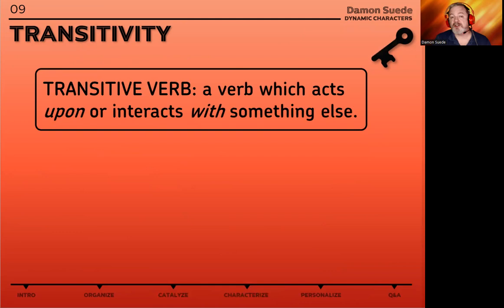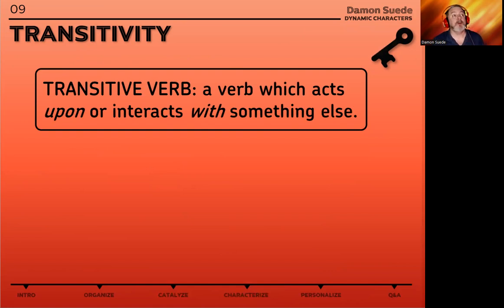I want you to focus on transitive verbs. A transitive verb is a verb which acts upon or interacts with something else. So if I drink water, that's transitive because water is the object. But if I just say, I drink, I'm telling you I am a drunk, right? Drink at that point is intransitive. There is no object in the sentence.